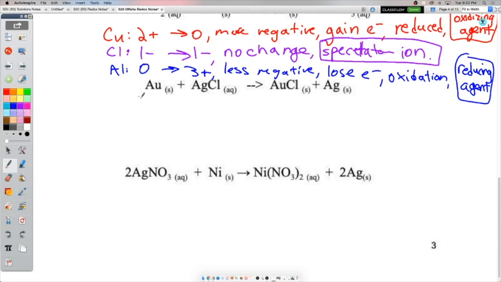But this is plain old solid gold, Au, right? Solid gold, Au. So no charge, right? It's an atom, it's a lonely atom. So this is going to have a charge of 0. Okay. So sorry, not sodium, silver, Ag, silver chloride.